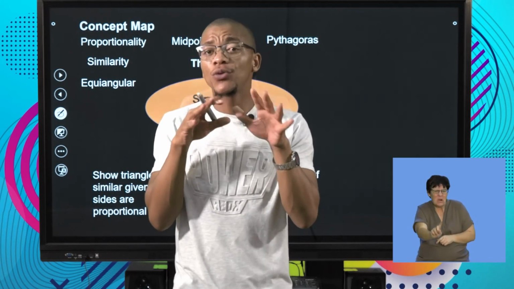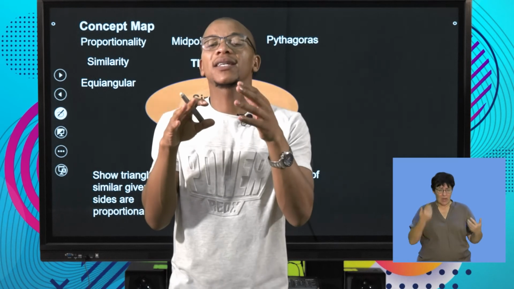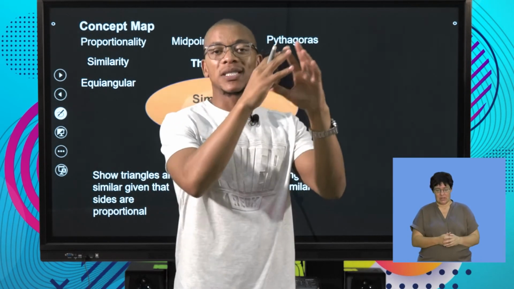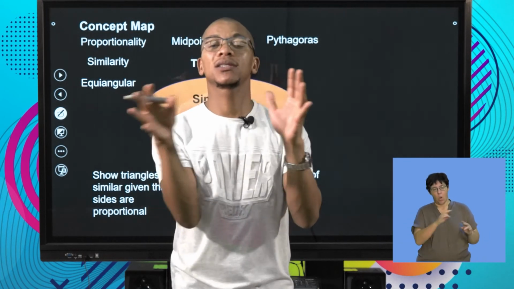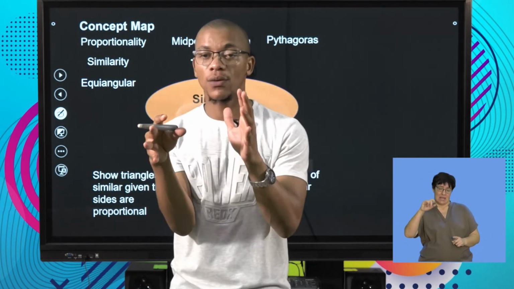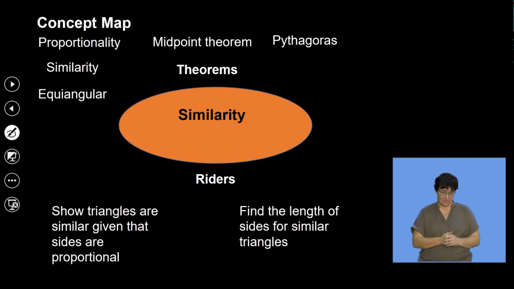But I know you've done all these theorems. It's just that we are no longer just making it to be similarity alone. We're making it across Euclidean geometry so that you can see how we can link everything, right? So let's look at the first question.